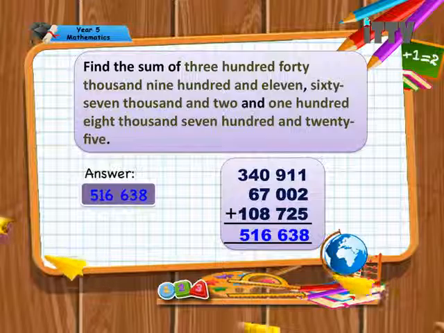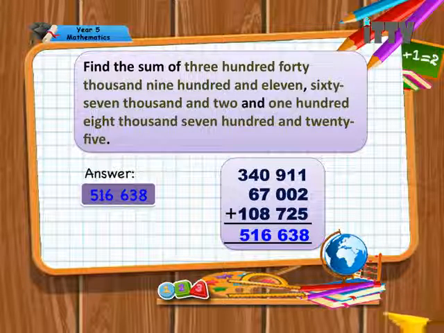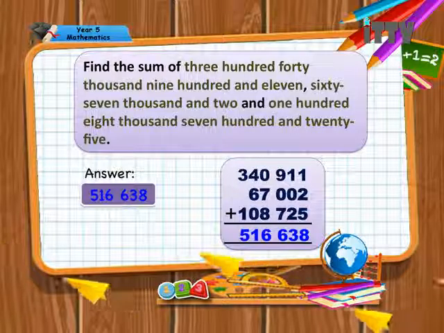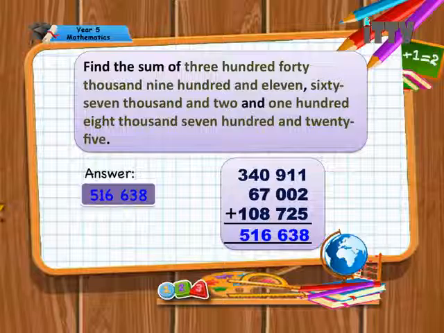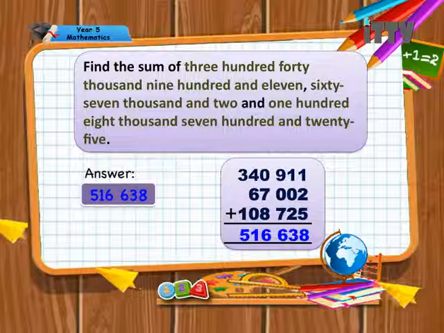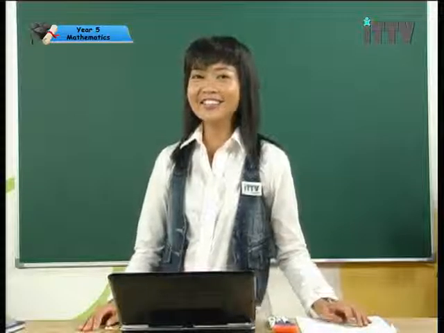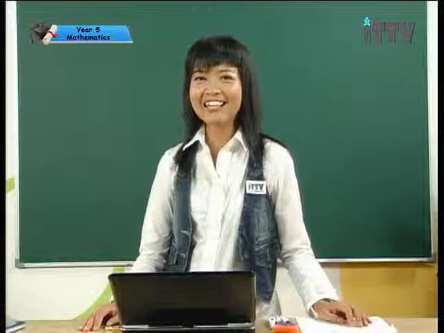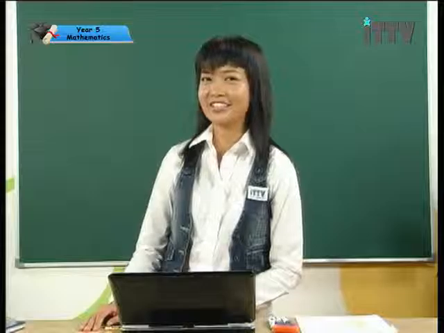340,911, 67,002, 108,725. After you have written them down, in a vertical form, you start adding them from the right to the left. Make sure you have positioned them in the correct place value, yeah? So you should get the answer 516,638. Have you gotten all that answers correct? Great! Now let's move on to today's lesson, subtraction.